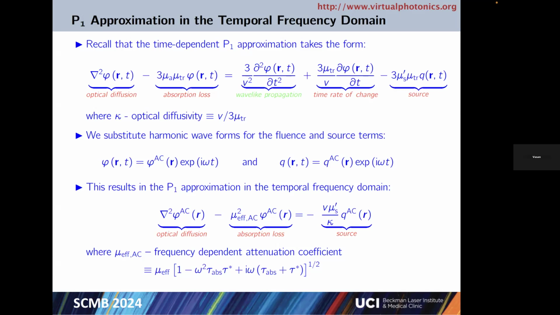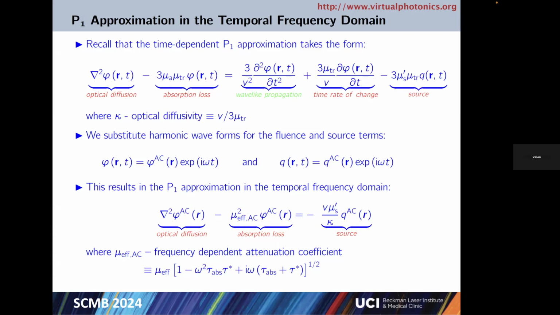So you see that time is gone. What I should have done here is put r comma omega, right? So now I need to correct that. All of the dependent variables now are r, location, and omega. Sorry, I dropped that. And I look at only the AC term, because there's also a DC term. This equation looks exactly like your diffusion approximation in space, except that your attenuation coefficient here is no longer just a function of optical properties, it's also a function of omega.